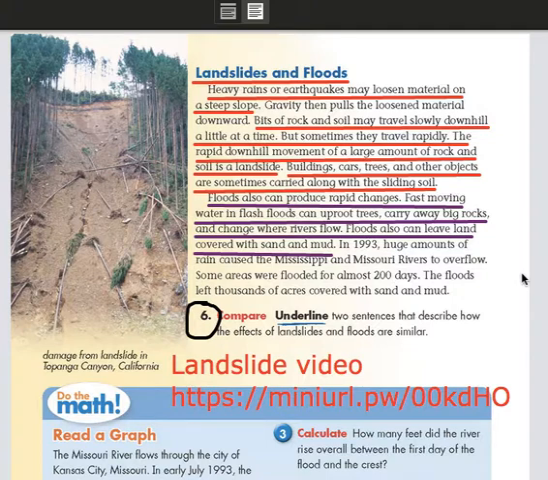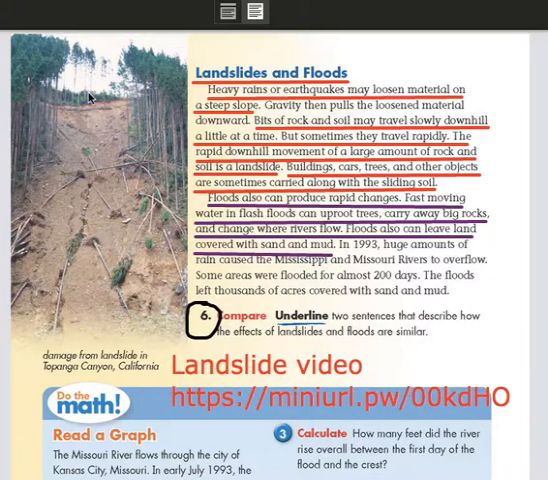Heavy rains or sometimes earthquakes may loosen the material on a steep slope. When I say a steep slope, if we look at this picture, you would see that it's not a straight line, it's not a straight surface, but it's a steep. Okay, so it's not straight, it's a steep slope.